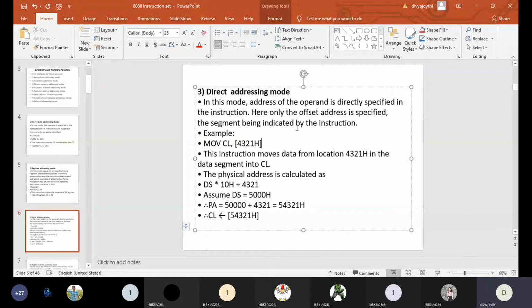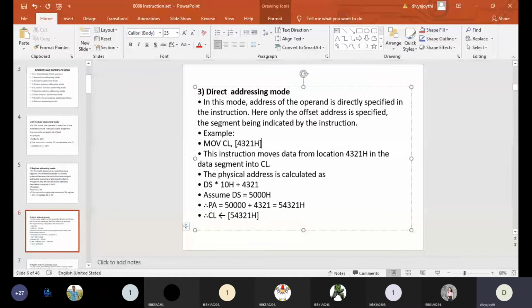See here, I have taken one example, 4321H. As it is present within the braces, this 4321 is the address of one particular location. It is the offset address, and we can call the offset address the effective address also. So now the processor will move on to this particular location.